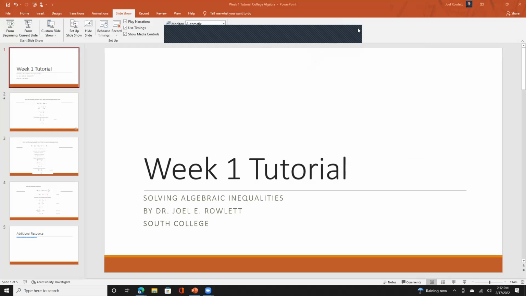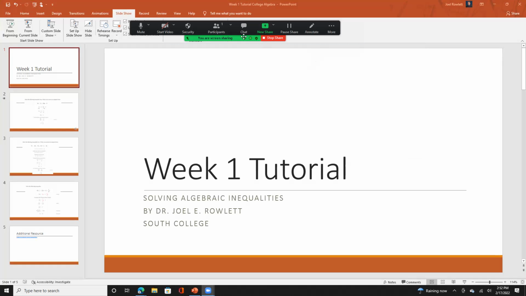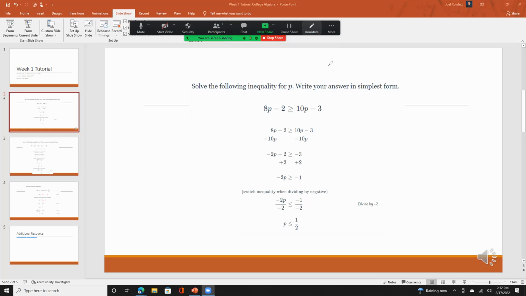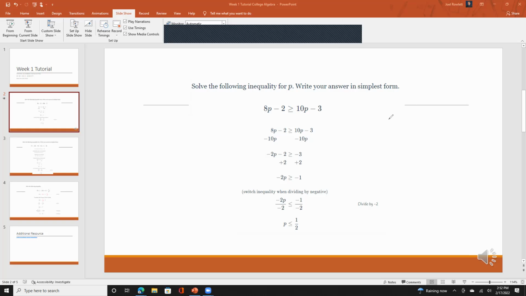This week's week 1 tutorial is going to be on solving algebraic inequalities. Our first problem here says to solve the following inequality for P, write your answer in simplest form.